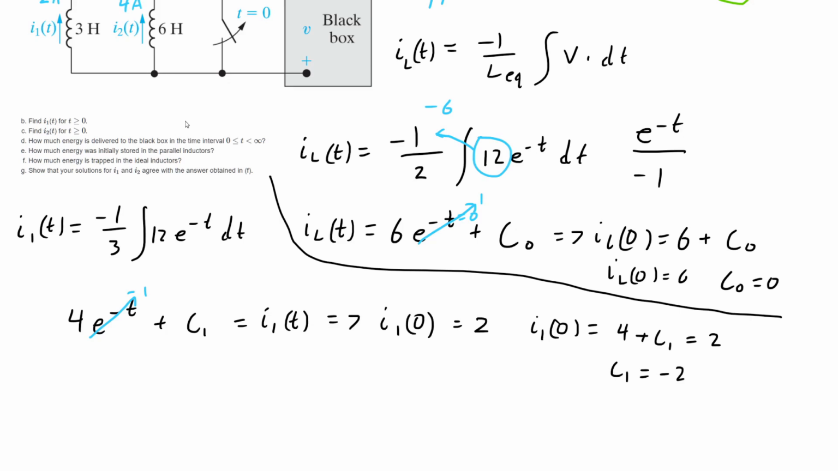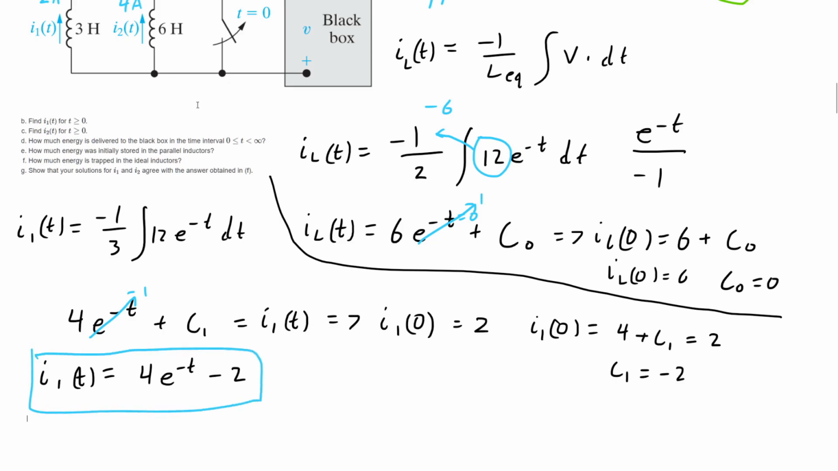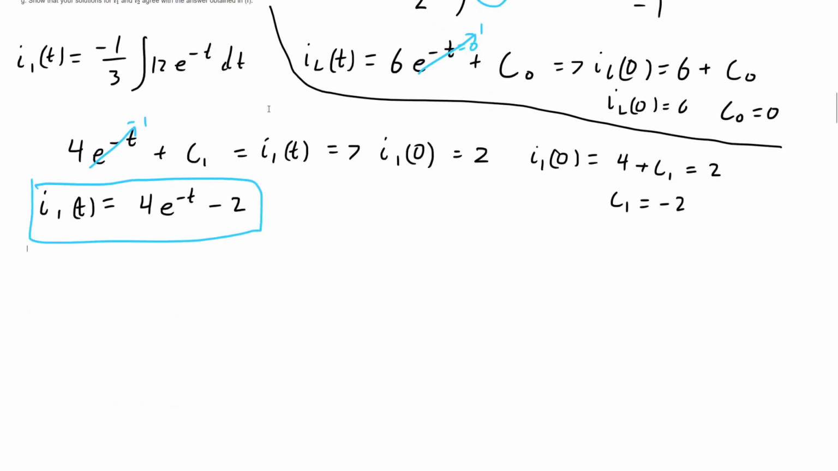So the expression for the current is going to be 4 e to the minus t plus C1, which is minus 2. So let me go ahead and box that up so I don't get it mixed up with the other ones. Oh, and I should also write the unit. These are amps.